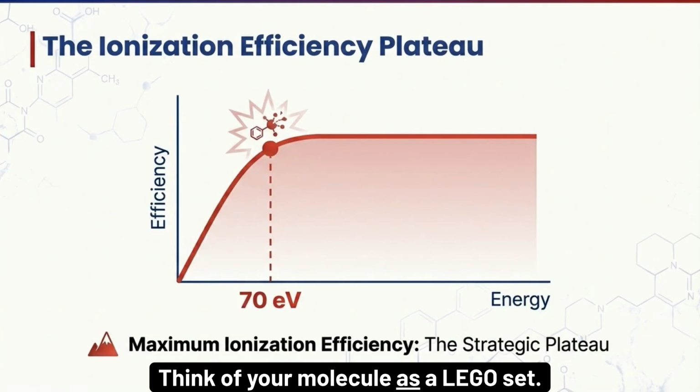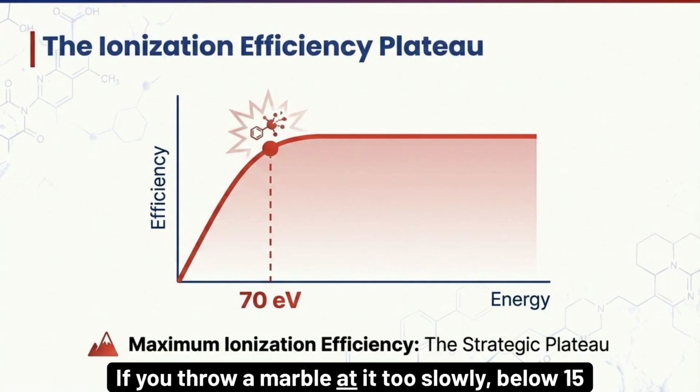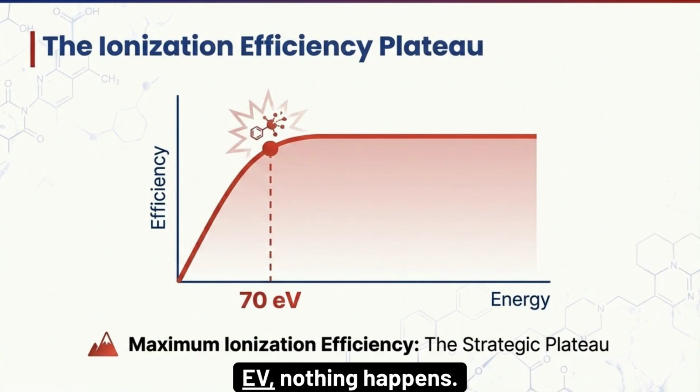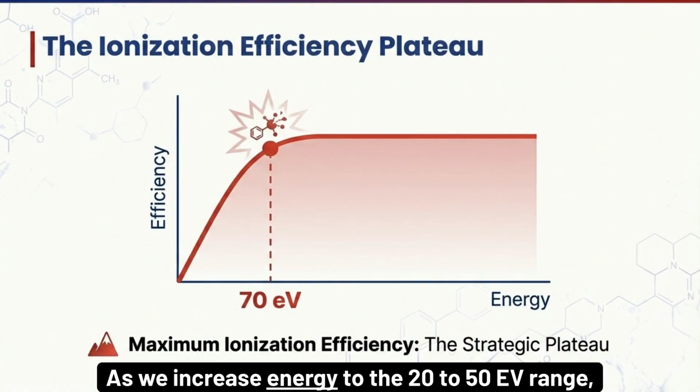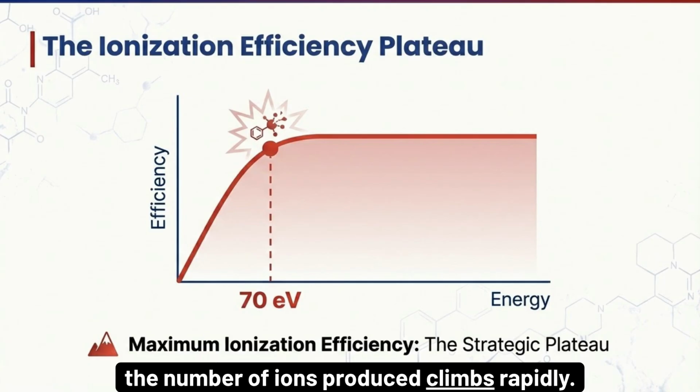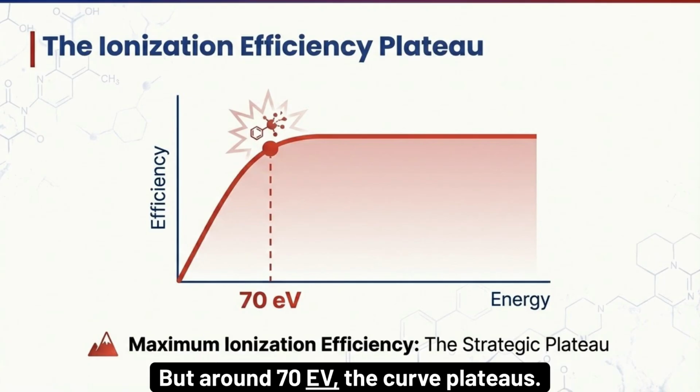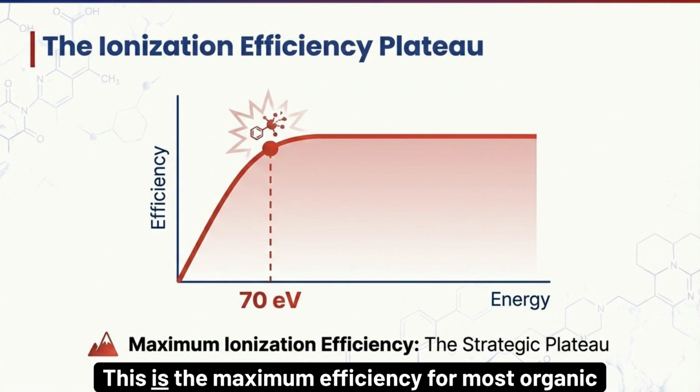Think of your molecule as a Lego set. If you throw a marble at it too slowly, below 15 eV, nothing happens. They stay neutral ghosts. As we increase energy to the 20 to 50 eV range, the number of ions produced climbs rapidly. But around 70 eV, the curve plateaus. This is the maximum efficiency for most organic molecules.